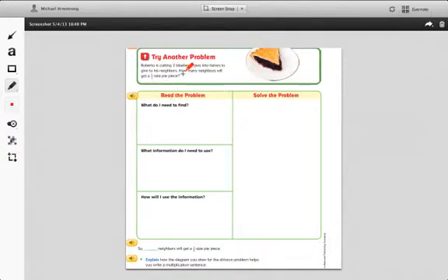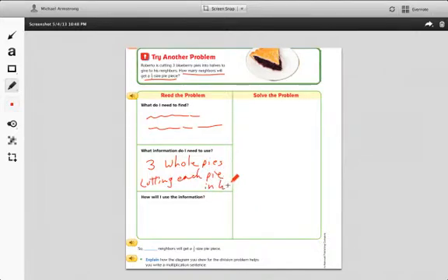What do I need to find? I need to find how many neighbors will get a 1/2 size piece, and you can write that right here. So I'm going a little quicker here so you don't get bored. What information do I need to use? You can always pause it if you need to stop and write that. Well, I need to use the fact that there are 3 whole pies, and I'm cutting each pie in half. It's a little hard to write with this tool, but we'll try it.